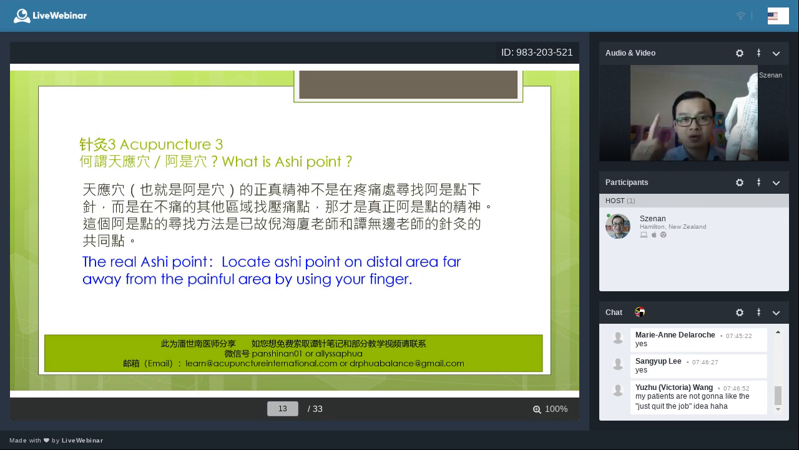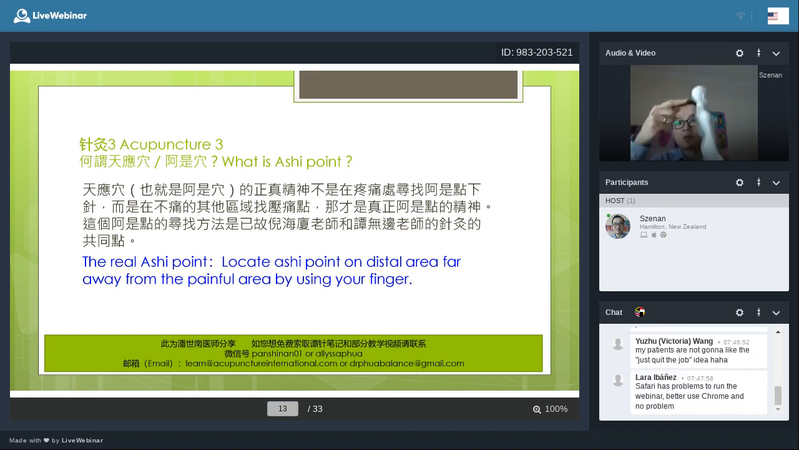Another R point, which we call the real R point, is actually located on a distal area, far away from the painful area, found by using your fingers. If the pain is here, we go to here, the leg, to find the R point over here, and needle. Or if the pain is here, we come to the head to find the most sensitive one, and needle. Or go to the hand to find the most sensitive one and needle.